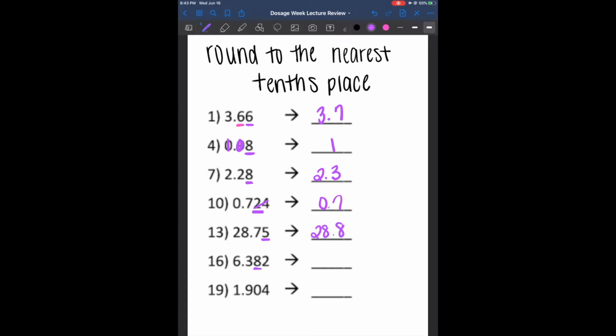This next one, we're basing it on the 8. We want to add 1 because it's greater than 5, so 6.4. And then 1.904, basing it on the 0. It's between 0 and 4, meaning that we drop everything else, drop that relationship, and it just becomes 1.9.